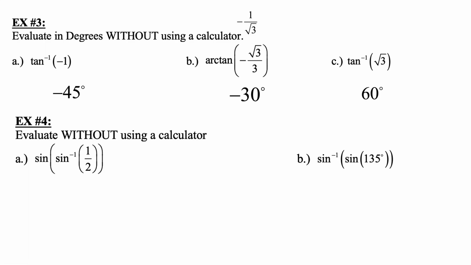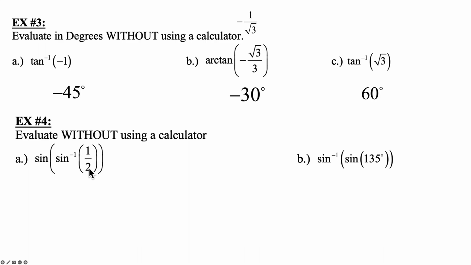Example 4. This is where they're going to try to fool us. They're going to do some composite functions. They're going to have a regular trig function and an inverse trig function. If they happen to match up, where the outer function and the inner function are inverses of each other, they're trying to make you think, oh, you can just cancel them and say the answer is 1/2. Well, that's true as long as everything's in quadrant 1, where everything is positive.